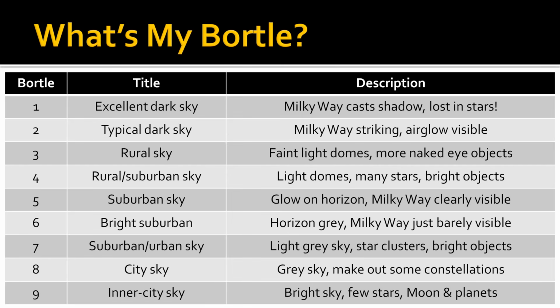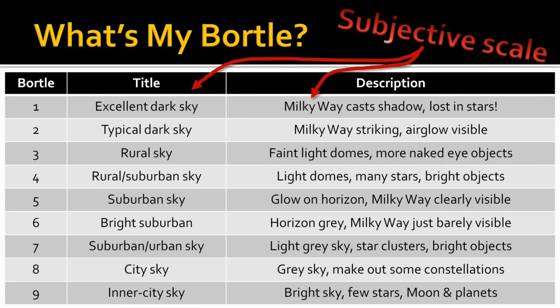Use of the scale has become quite common, with many astronomers using it as a way of evaluating the darkness of their sky and comparing it to that of fellow astronomers. Because the scale is based on the perception of the individual observer, it is a rather subjective way of evaluating sky darkness. Nonetheless, it is a very popular scale.